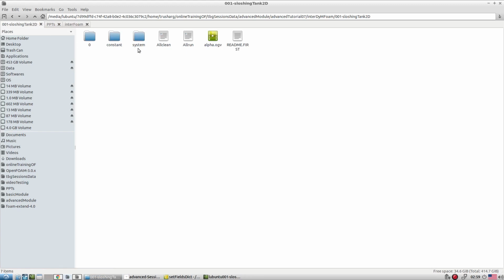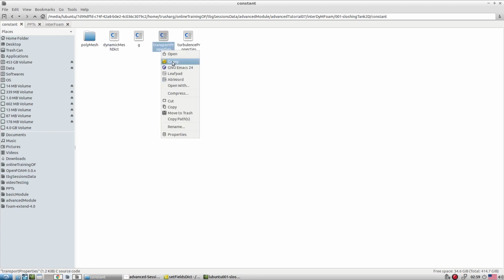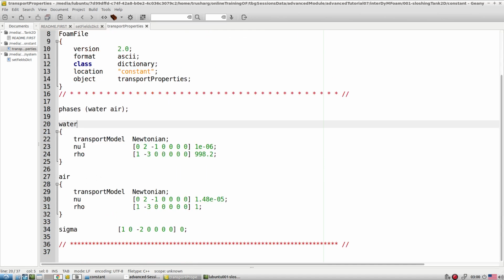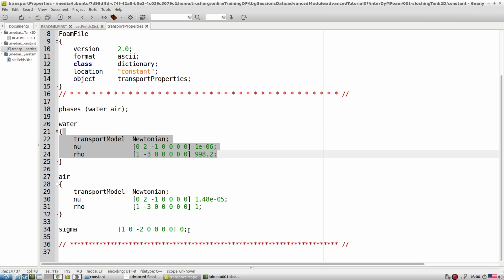How do we make sure it is air? For that you have to go to the constant folder and look at the transportProperties file. Look at the phases: whatever phase you define first, for that we have to specify the alpha. If you say air first, then we have to specify the alpha for air. If you say water first, then we have to specify alpha for water. And these are its simple properties, mu and rho. And here is the surface tension. If you want to give the surface tension, you specify it here. If you don't want it, just say 0.